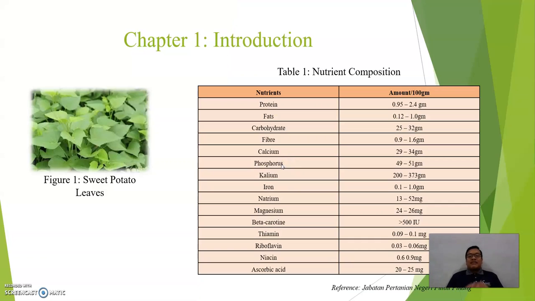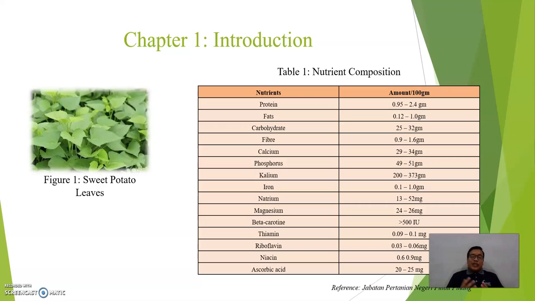For this proposal defense session, I will present my proposal in 3 chapters. Chapter 1 is the introduction. For the introduction, I just put one figure and one table. Figure 1 is the sweet potato leaves itself, and table 1 is the nutrient composition for the sweet potato leaf.